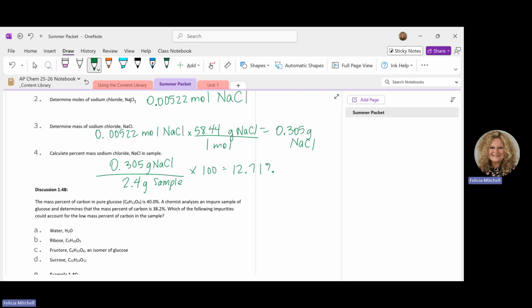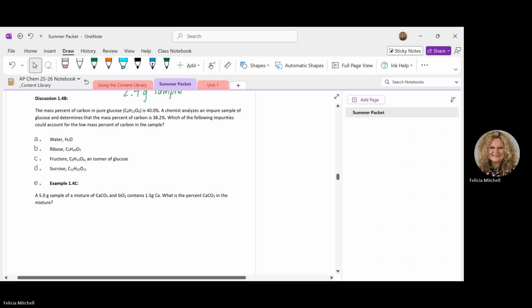The other was the calcium chloride. Look at this question. What I would like for you to do is pause the video and try to answer this by yourself and then come back. The mass percent of glucose is supposed to be 40%, but there's an impure sample, and we know that it's too low. The carbon that was supposed to be 40% is 38.2%.